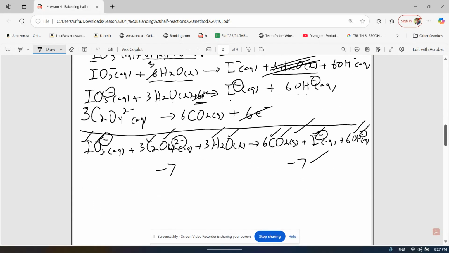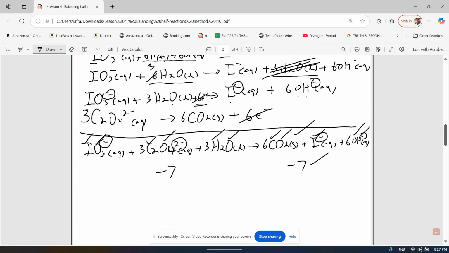And remember that you're not just adding things arbitrarily. There are OH- ions present in the solution. There are H+ ions present in the solution, or rather H3O+. And we're just trying to explain this using the ions and the substances that are present in that solution.